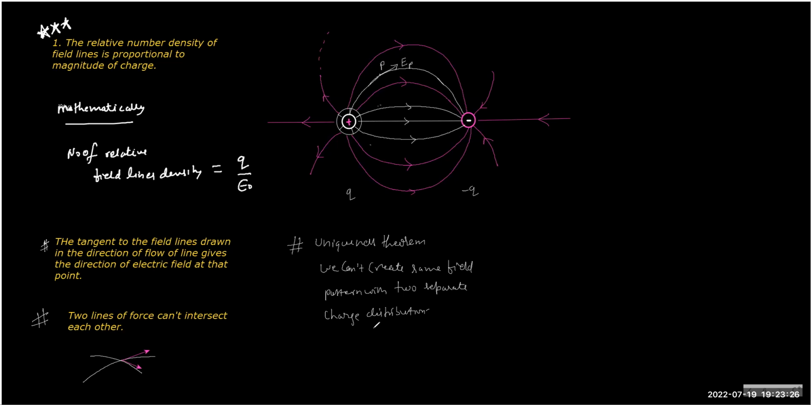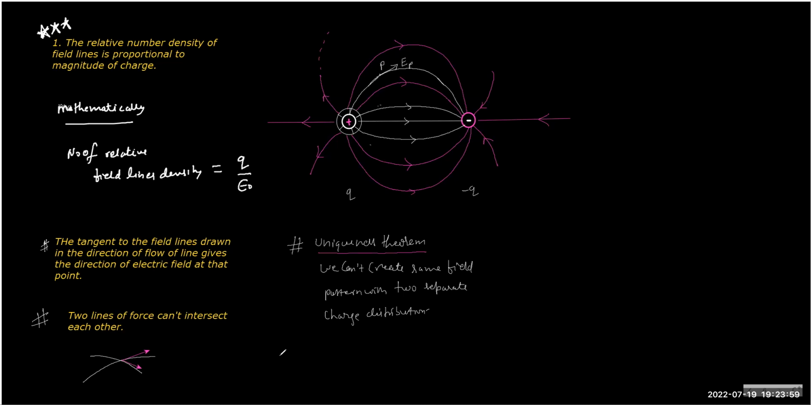You may create the same electric field with two different distributions at one particular point, but not in all of space. So it may match at one point or another point, but it will not match for every point of the space. Anyway, that is not part of our syllabus. It's good to know there is something called the uniqueness theorem. So the lines of force cannot intersect each other.